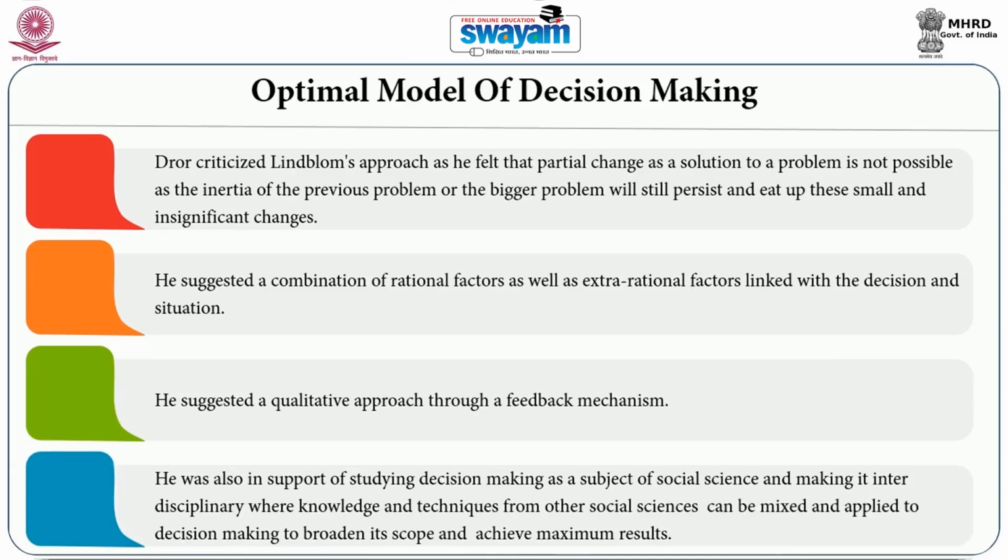He was also in support of studying decision-making as a subject of social science and making it interdisciplinary, where knowledge and techniques from other social sciences can be mixed and applied to decision-making to broaden its scope and achieve maximum results. So this discussion comes to close with the following observations. What is decision making and what it means to the governments and to the general public, how decisions are made, and what are the processes involved in decision making, and the types of decision making, the models of decision making, emerging models that deserve the attention of students of public administration, the debates in this, the criticism of each model.